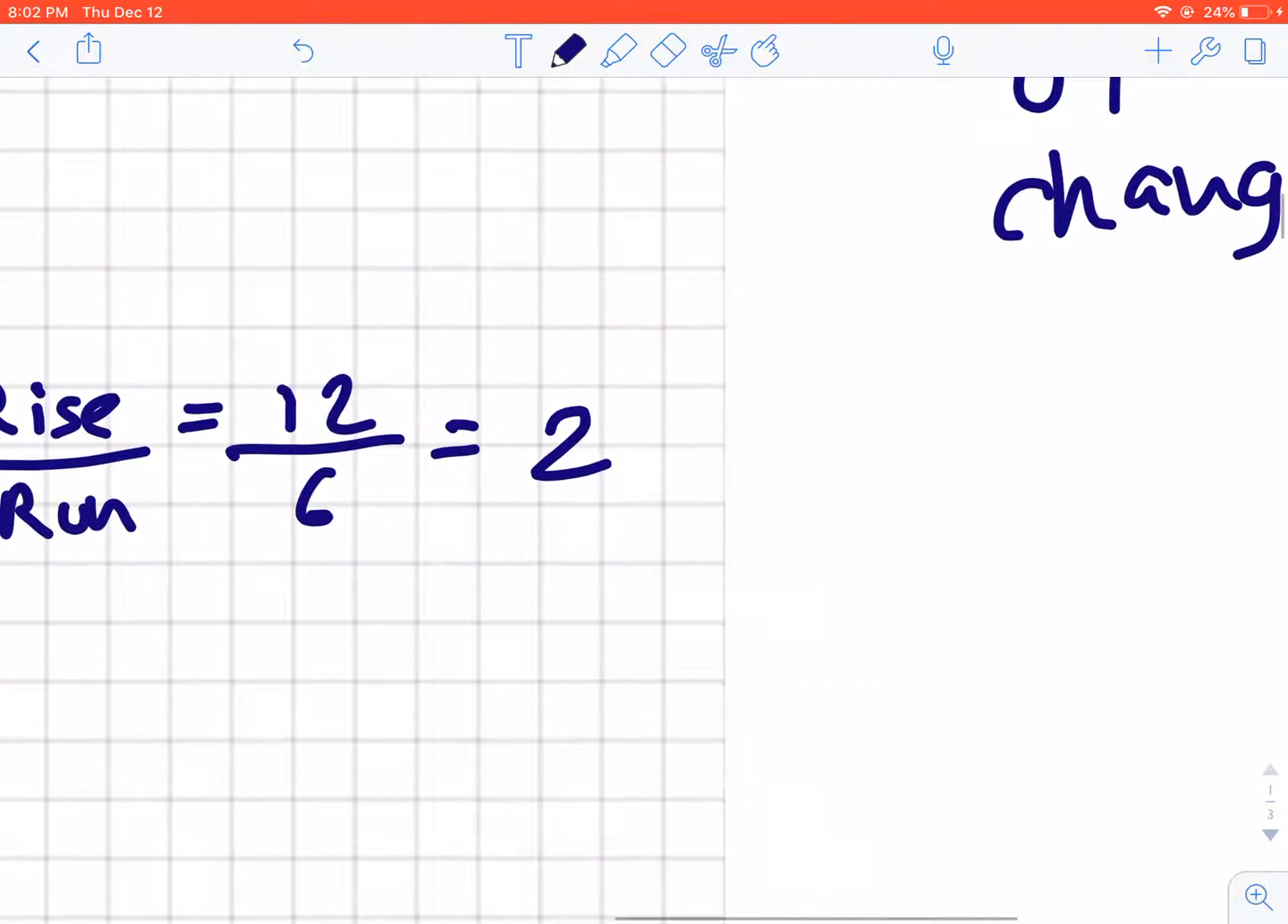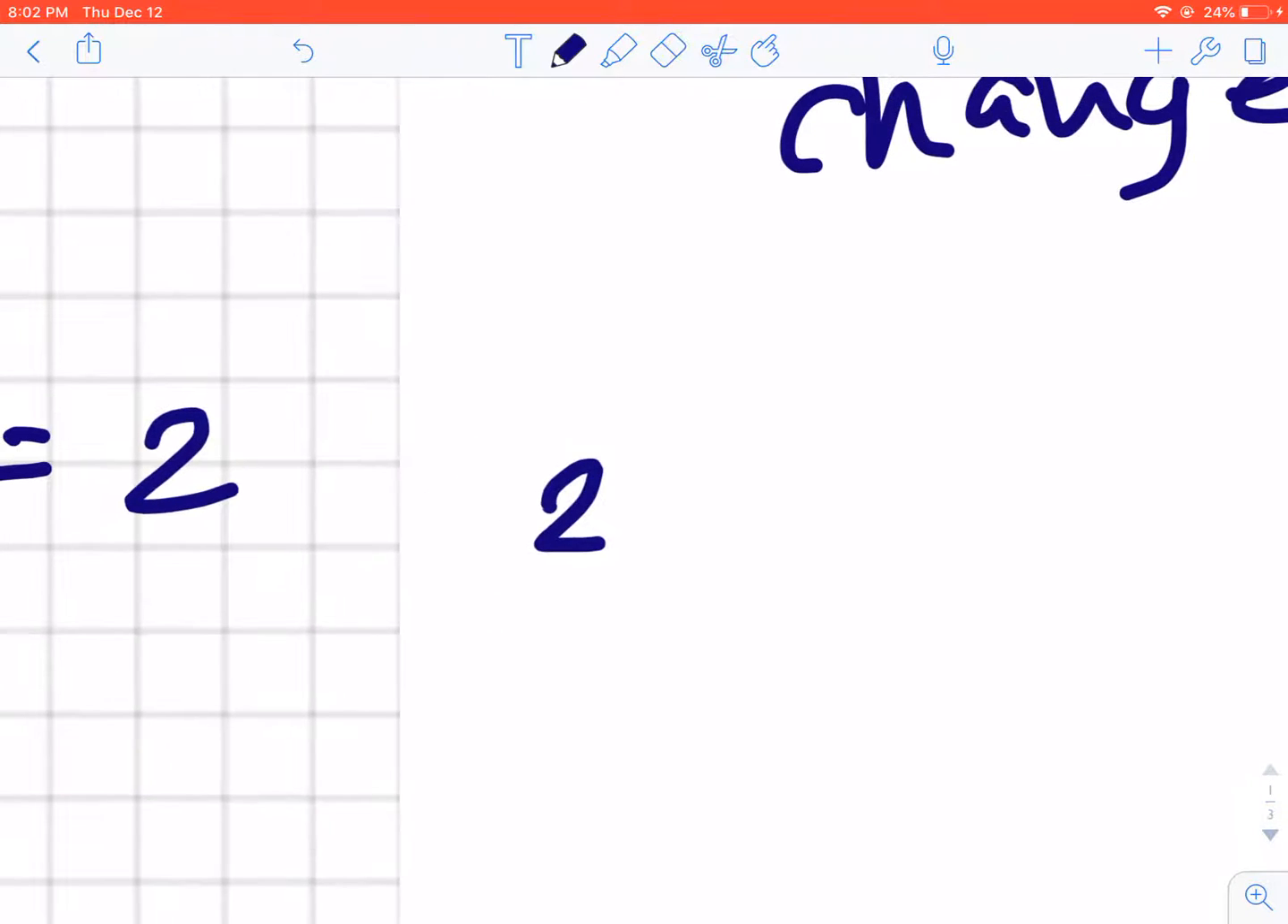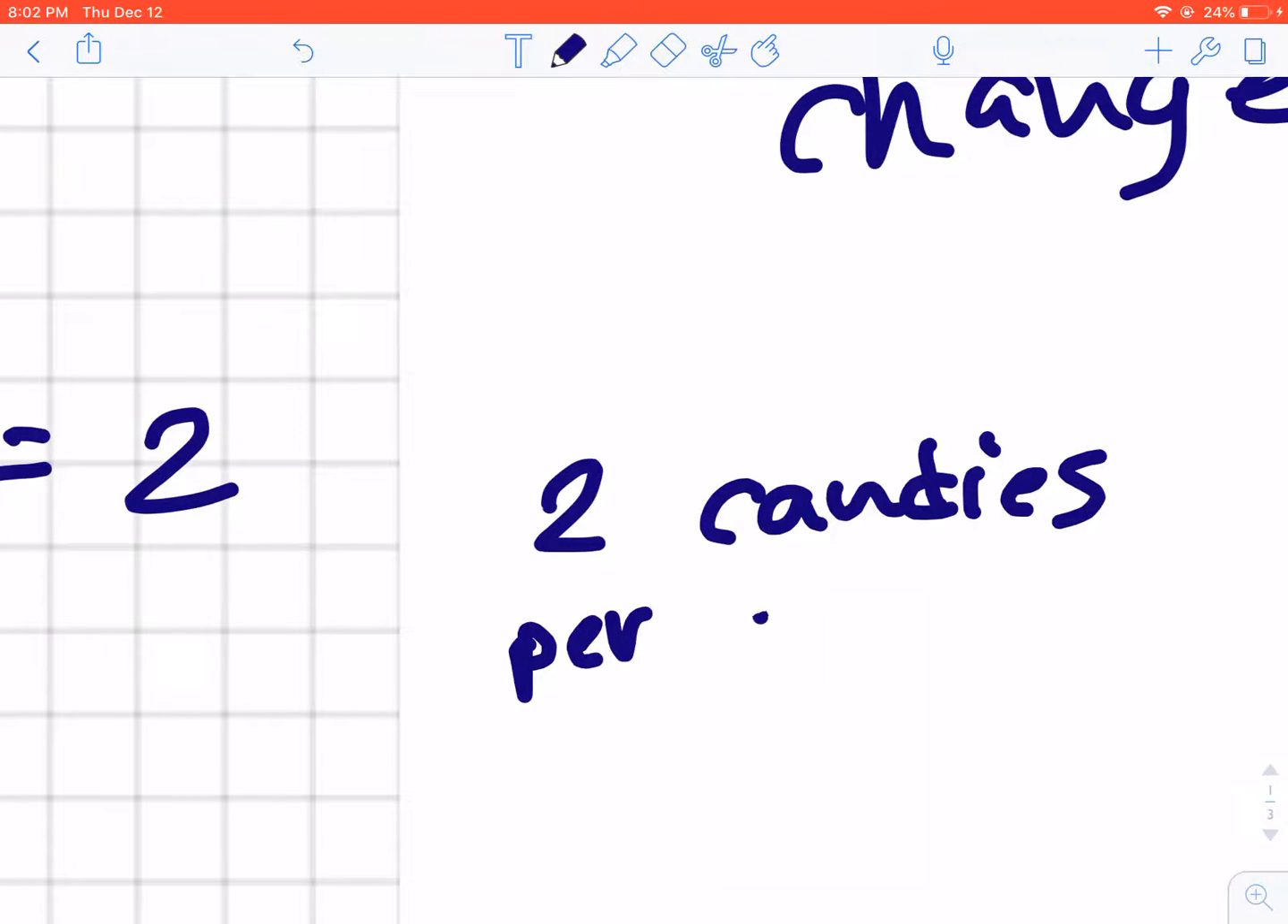So our rate of change is 2 candies per minute.